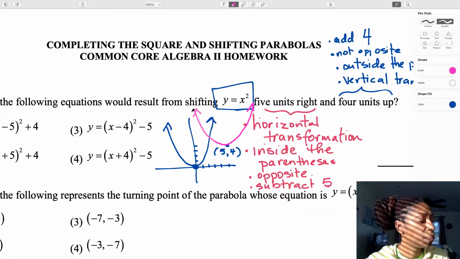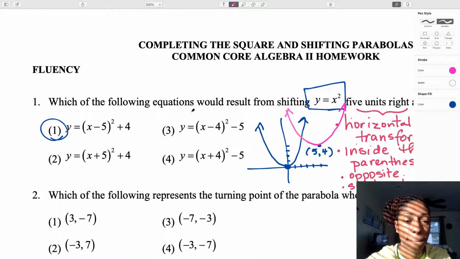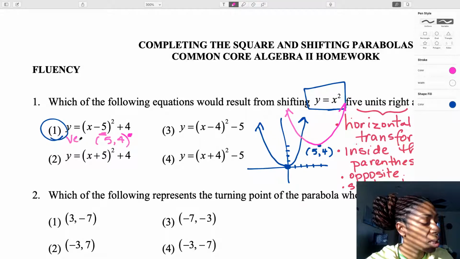Instead. That's why this is called vertex form, because you could look at the equation and see what the vertex is. It's the opposite of inside. That's your x, and that's your y. That's the vertex.